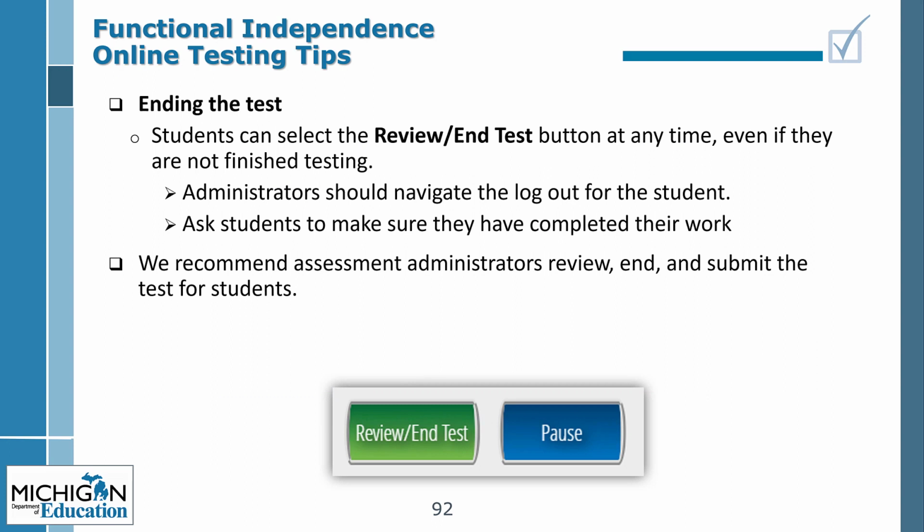For the Functional Independence, it is important to review the summary screen by selecting Review and Test. We do recommend that the administrator help navigate for the student to complete the testing. Administrators should encourage the students to complete their work if any questions are unanswered. We also recommend that the administrators complete the process for ending the test and submitting the test for the student.